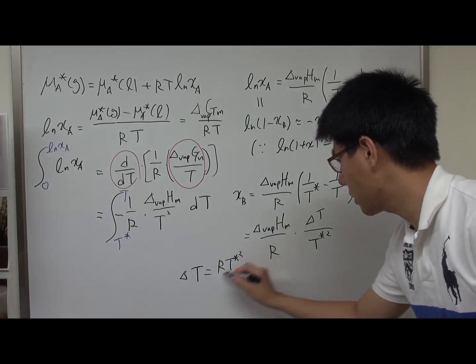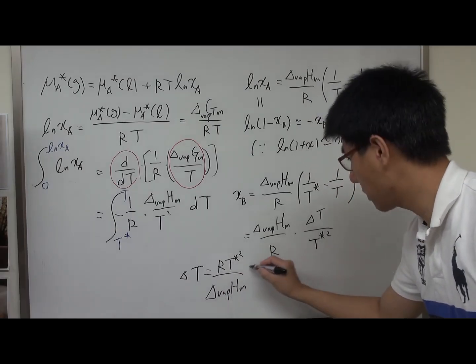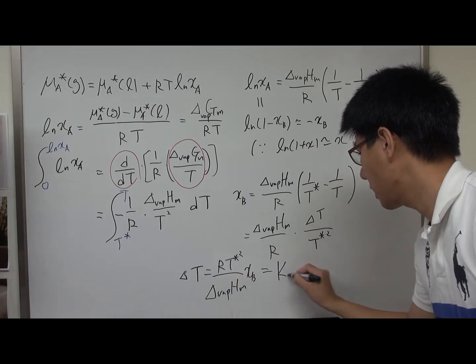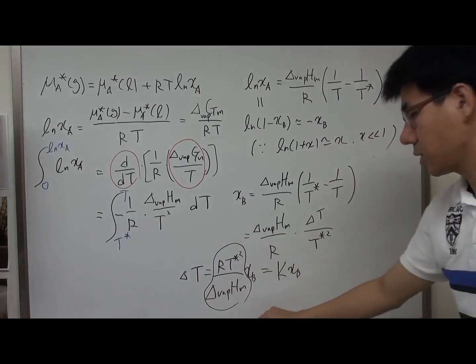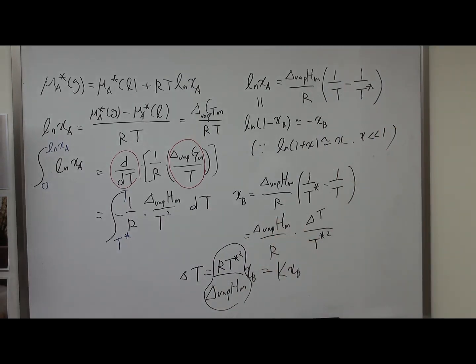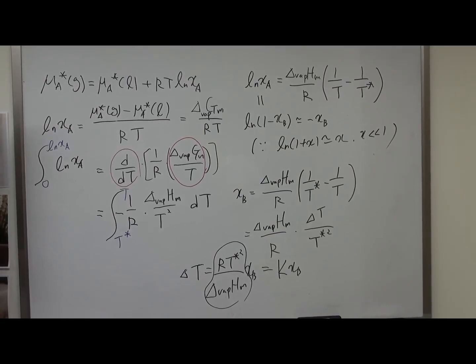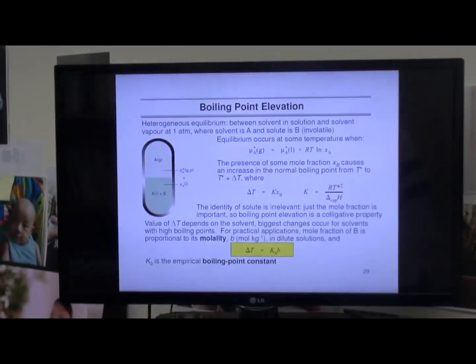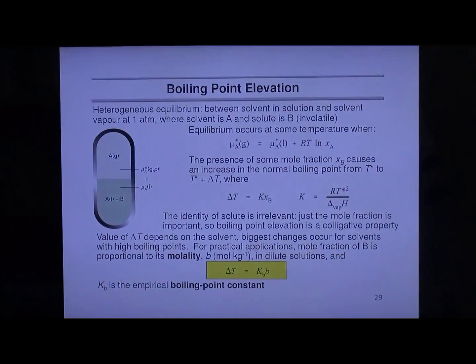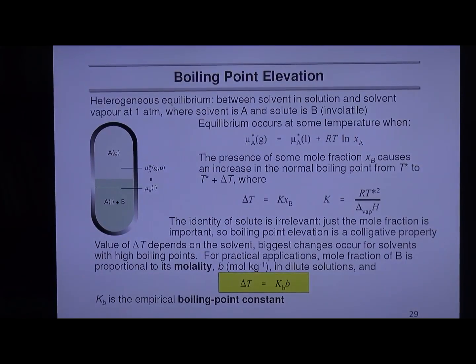So if you rearrange it, you can get that delta T is equal to R T star squared over delta H vaporization times x_B, K x_B. K is a constant here, as you see from the slide. All right, you can do the derivation by yourself. And finally we get this. You got the result here.